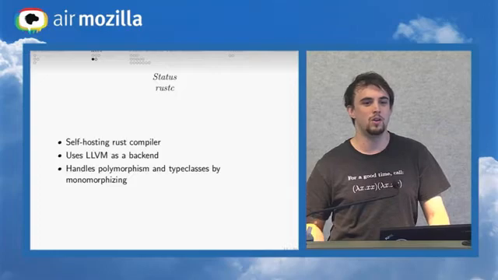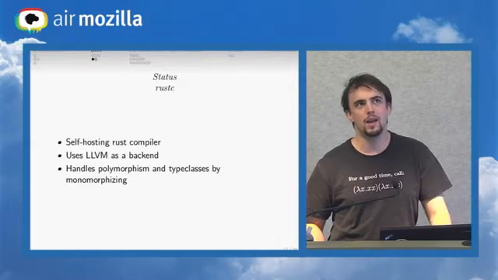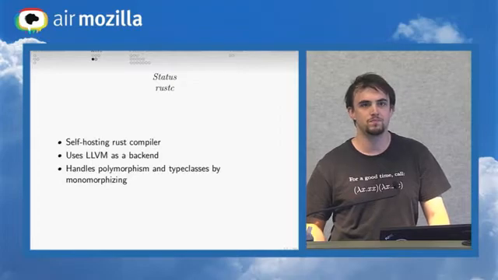If you have a function to reverse a list of any sort of type, it'll generate a different copy of that for each type you use of that, which is a lot like how C++ templates work.